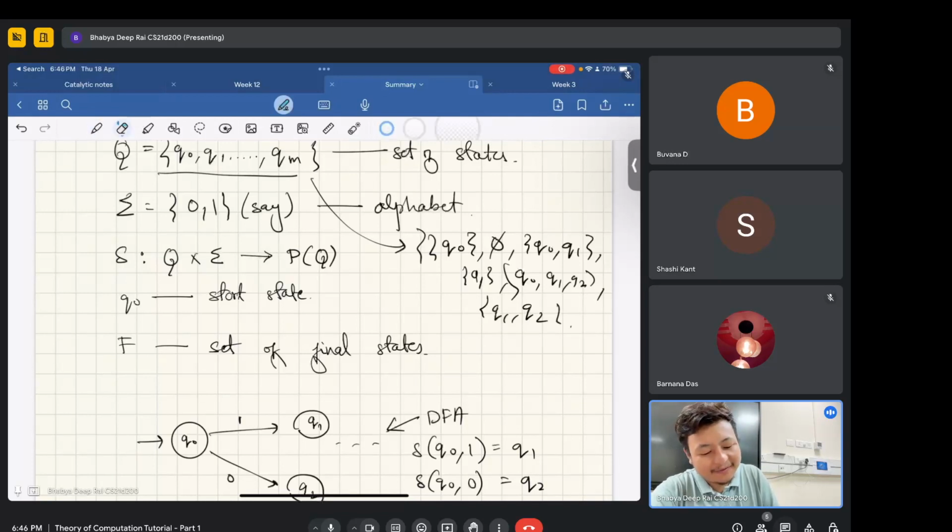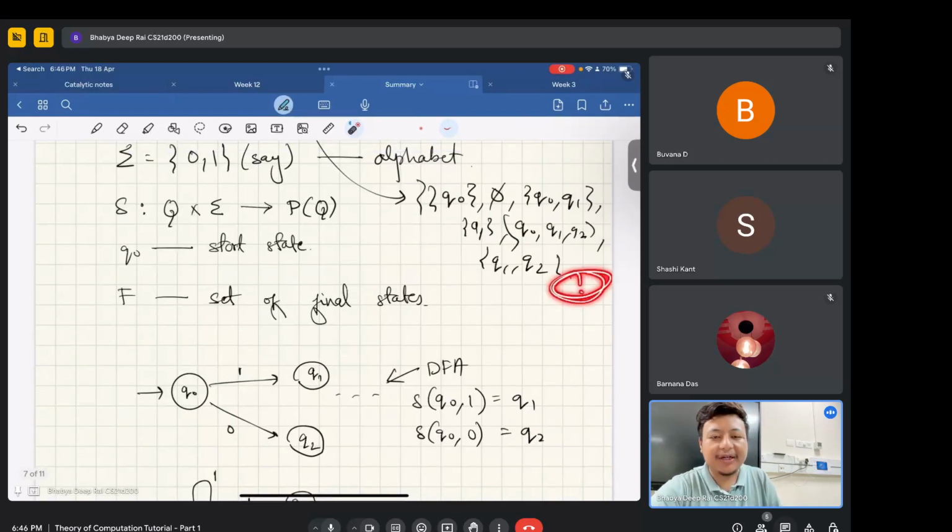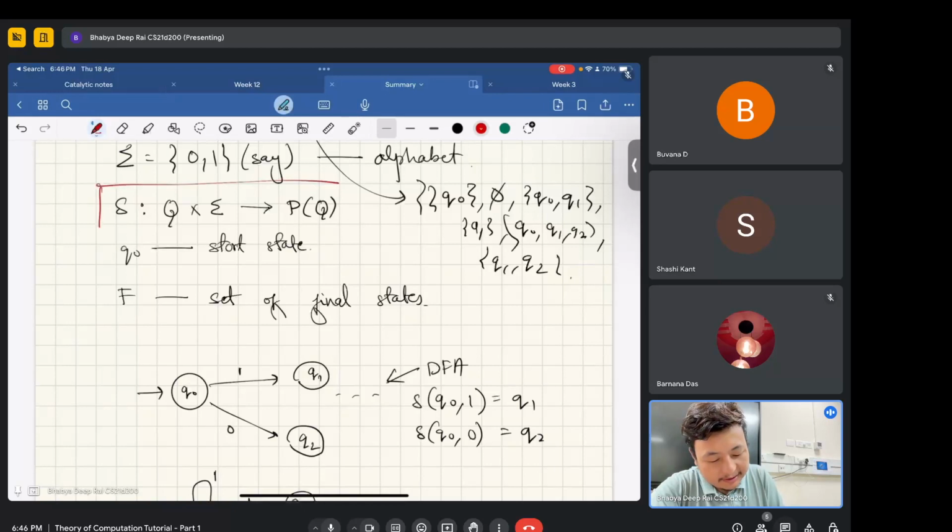I'm choosing one guy from here. For example, here, see, I chose a Q2, Q3. Somewhere there was a Q2, Q3, and that is what my transition function outputs. Before, it was just choosing a single state at a time in the deterministic version. So this is the only change here. I'll highlight this. This is the only change here.